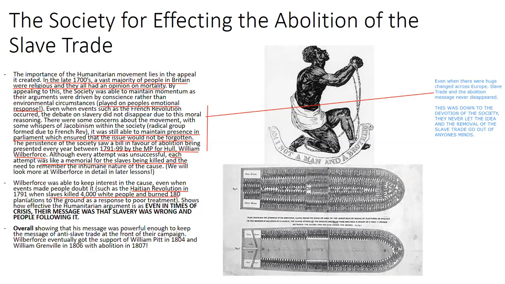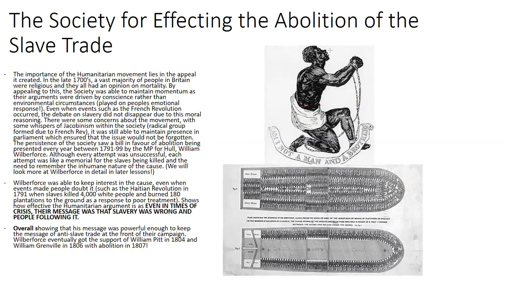Even in times of crisis, where MPs basically would have said, well, the slaves don't deserve to be set free because of their actions, William Wilberforce and the Society for Effecting the Abolition of the Slave Trade were able to keep their message at the front of politics and dispel any of the bad press that was happening. And eventually, William Wilberforce got the support of William Pitt in 1804, and the person next in line from William Pitt, William Grenville, in 1806, with the abolition in 1807. But without the Society for Effecting the Abolition of the Slave Trade, would there have been a William Wilberforce?